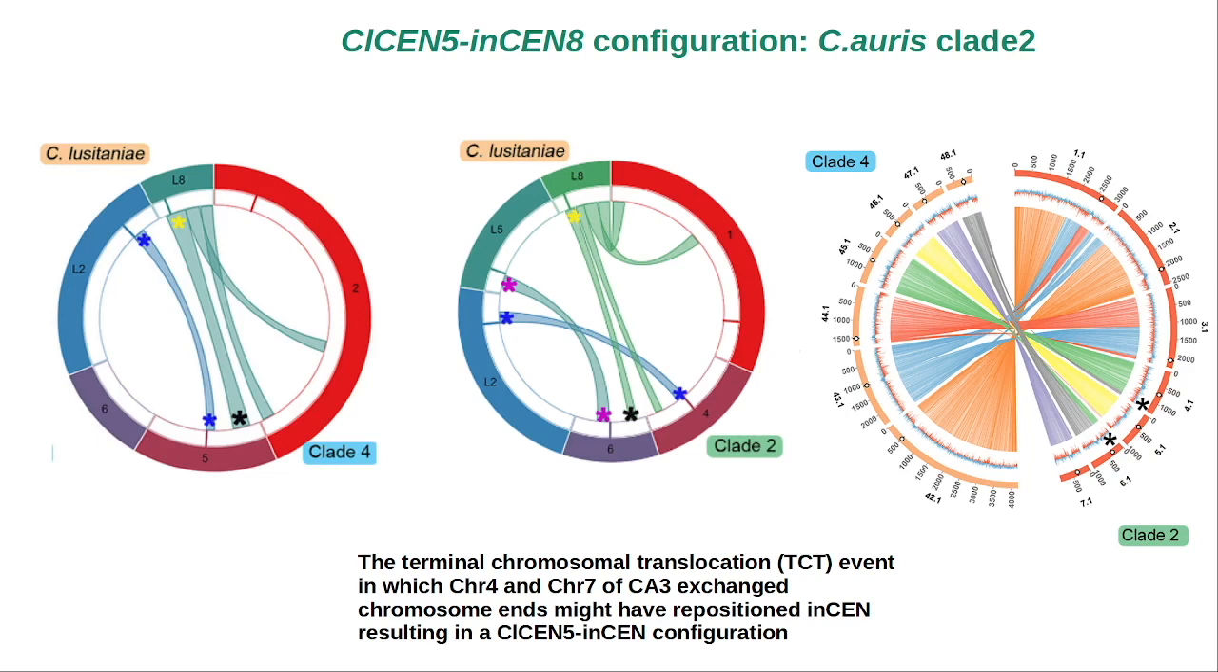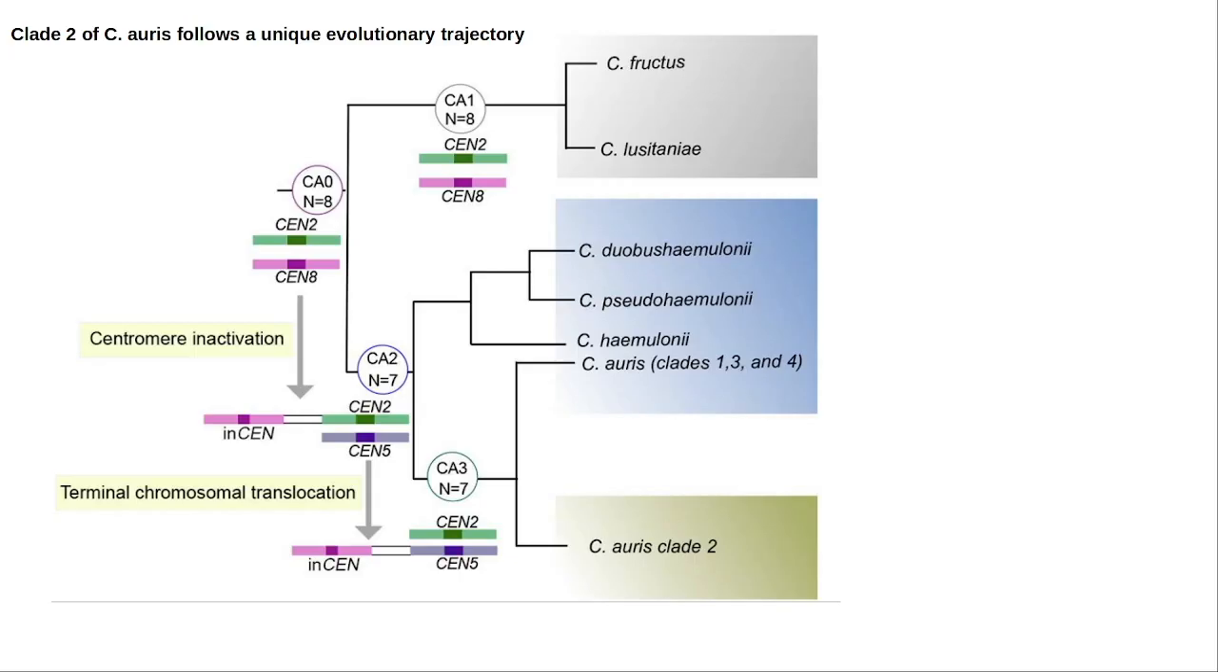The terminal chromosomal translocation event, in which chromosome 4 and chromosome 7 of an ancestral species exchanged chromosomal arms, might have repositioned the inactive centromere, resulting in a Lusitania cen 5 and inactive centromere configuration. Now, we propose that clade 2 of Candida auris follows a unique evolutionary trajectory.